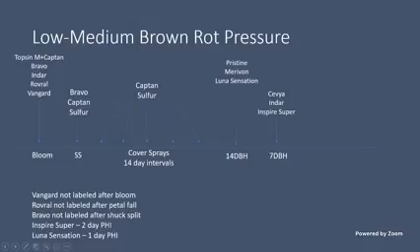Vanguard is not labeled after bloom. Rovral is not labeled after petal fall, and Bravo is not labeled after shuck split. But you can alternate some of these other ones if some of these aren't working for you, if you have resistance issues.